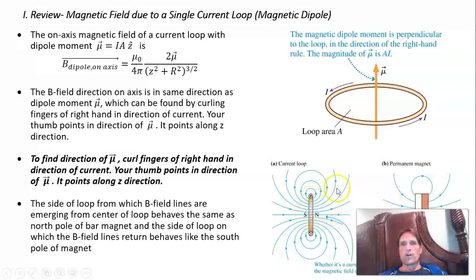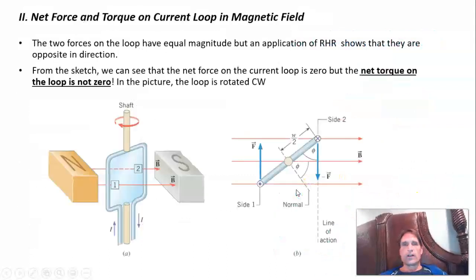So the current loop creates a field. Now the current loop, if you place it in a field produced by other charges, like you put it between two poles of a bar magnet, the North Pole and a South Pole, the magnetic field, it also can experience a torque. Okay, so to see this, here's our loop, and let's suppose that we run current in this direction.